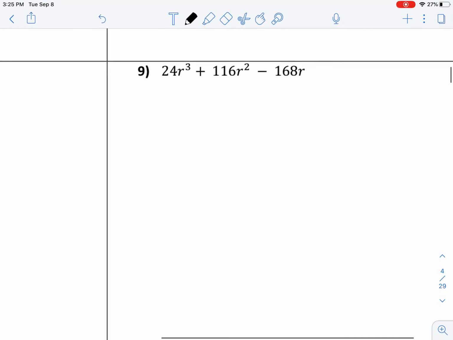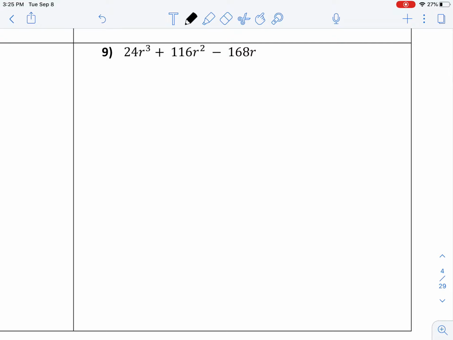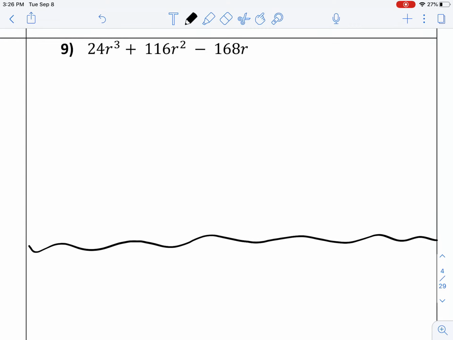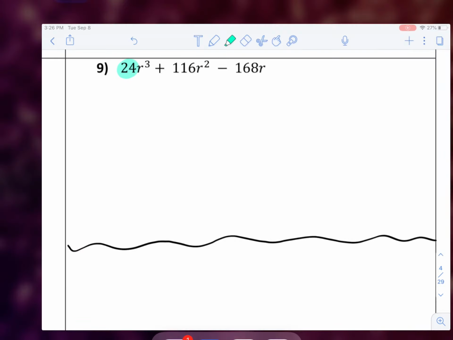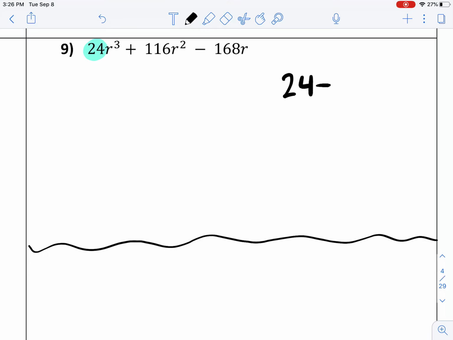All right, number 9, which is our last question, but I'm actually going to do this 2 times because I want to show you what happens if they don't all have a variable. So now we've got 24, 116, and 168. 24 is my smallest coefficient, so let's try dividing our other terms by 24. 116 divided by 24 gives us a decimal, so 24 is not the GCF, which means I have to take 24 and break it down. List the factors: 1 times 24, 2 times 12, 3 times 8, and 4 times 6. Those are our factors of 24.